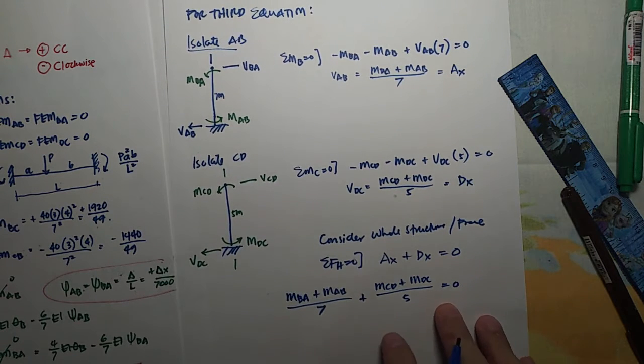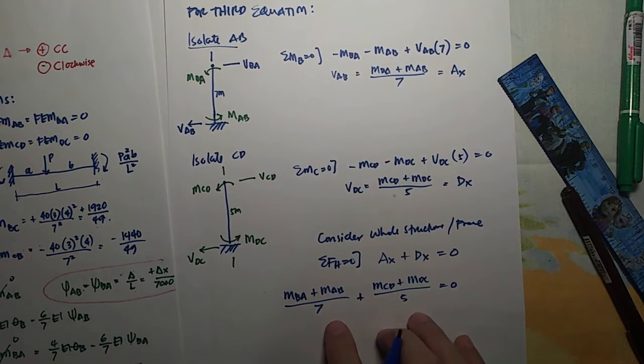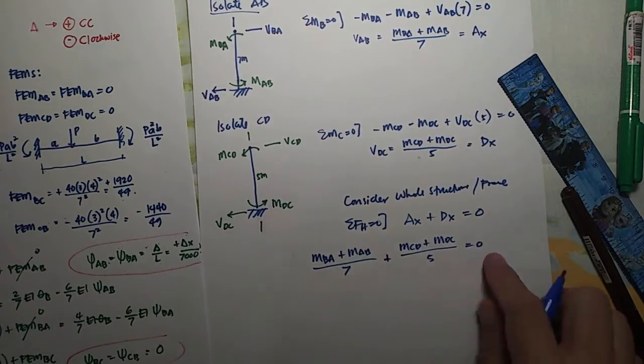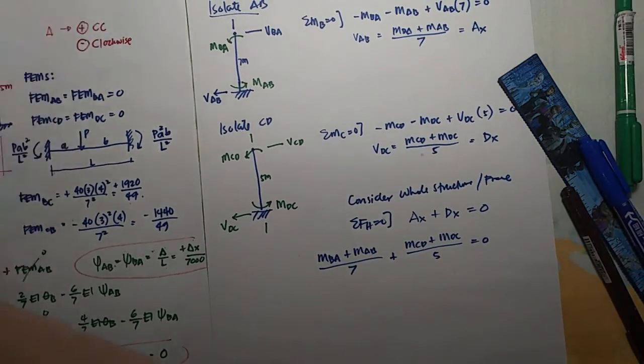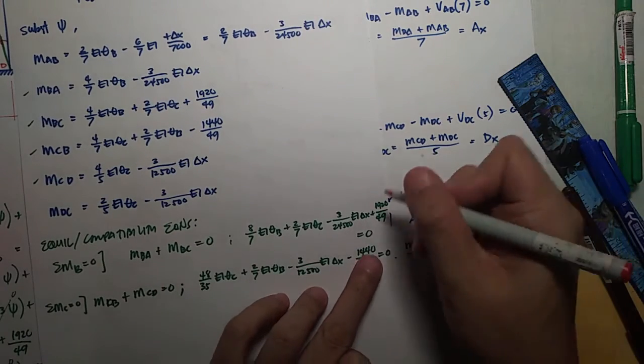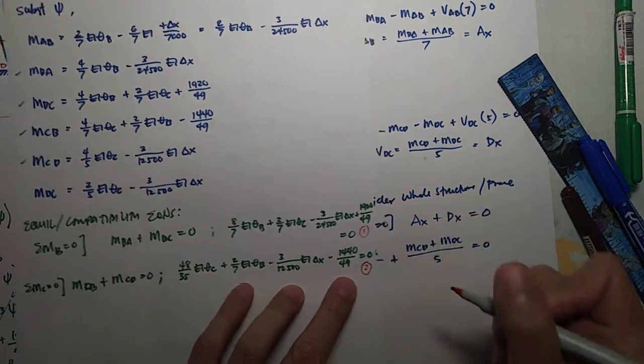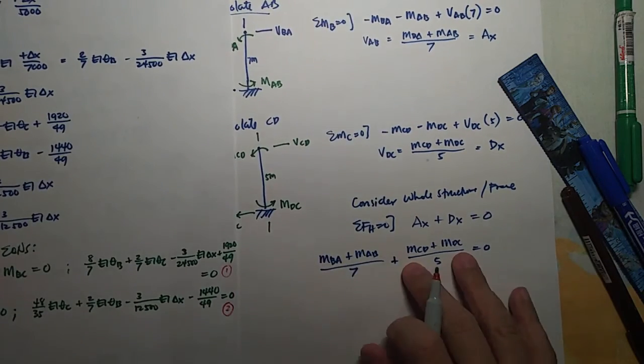Okay, so with this, we will use this to be our third equation again. So this is our first equation, this is our second equation, and this would be our third equation.